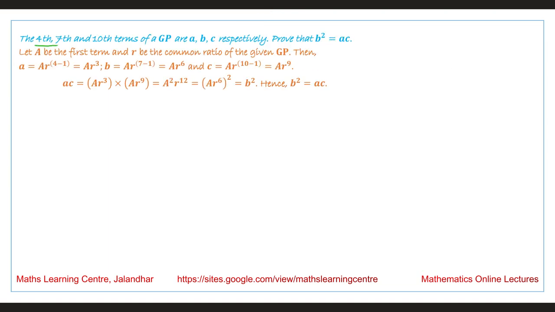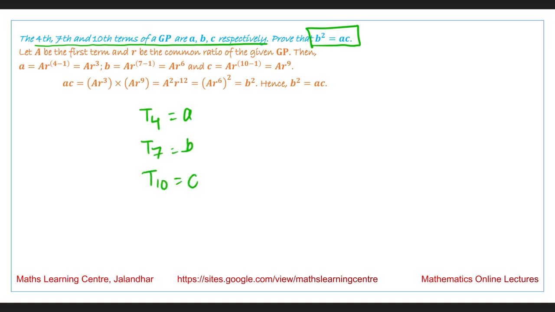Next, the 4th, 7th and 10th terms of a GP are a, b, c respectively. We have to prove that b^2 is equal to ac. So we have T4 is equal to a, T7 is equal to b and T10 is equal to c. Suppose we write the first term as A, then these terms are AR^3, AR^6, AR^9.